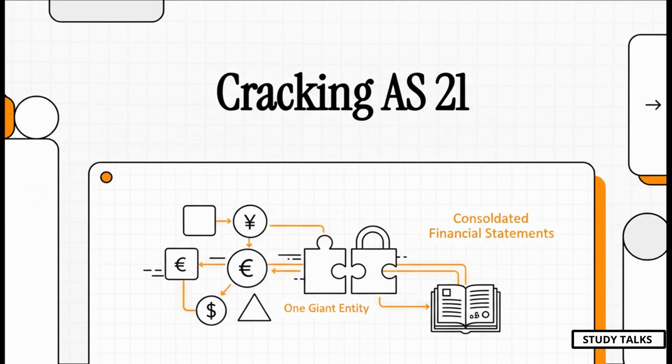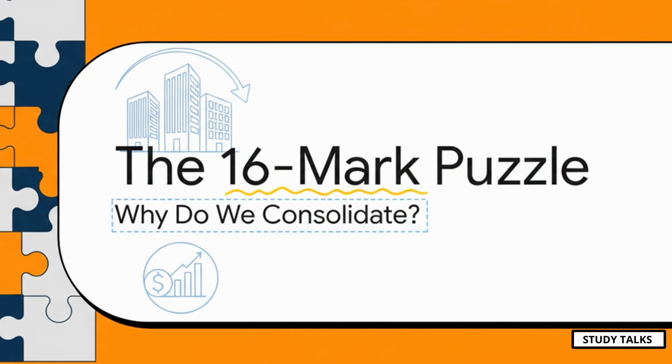The key to this whole puzzle? It's Accounting Standard 21, Consolidated Financial Statements. And look, this isn't just about plugging numbers into a format. It's about learning to tell the real, complete financial story of a whole group of companies, as if they were just one single business. So first up, why bother?